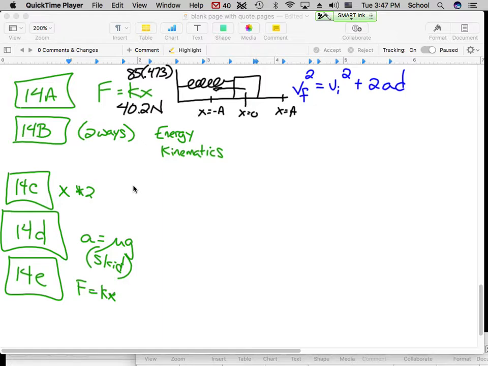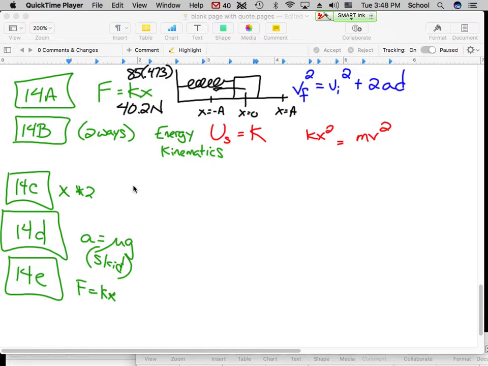Now, to find out how fast it's going, again, we said that we could do it two different ways. We could either do it from an energy point of view or a kinematics point of view. From an energy point of view, what we're saying is the potential energy in the spring turns into the kinetic energy of the block. So the potential energy of the spring was kx squared over 2, and the kinetic energy equation, of course, is mv squared over 2. Now, since I end up with a 2 on both sides, mathematically, that becomes insignificant.